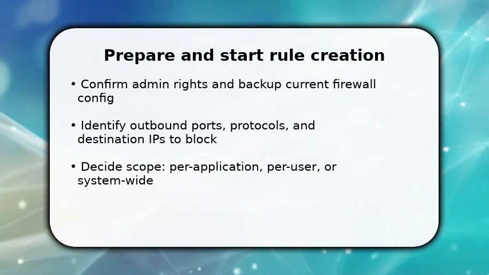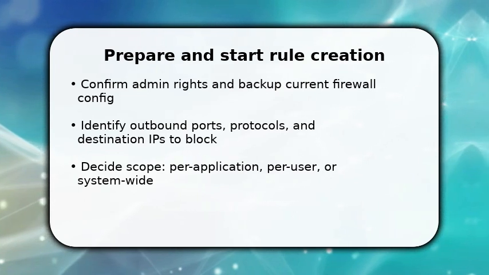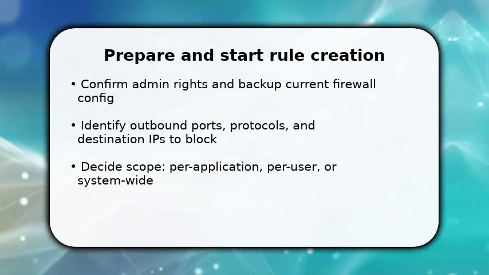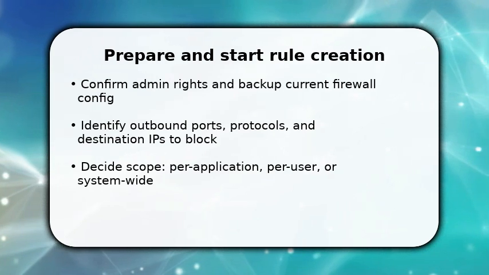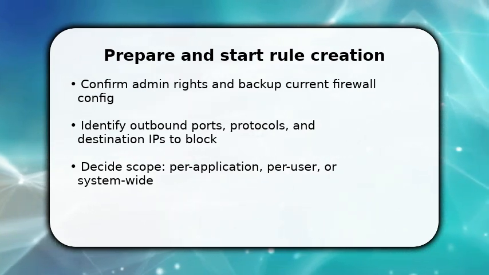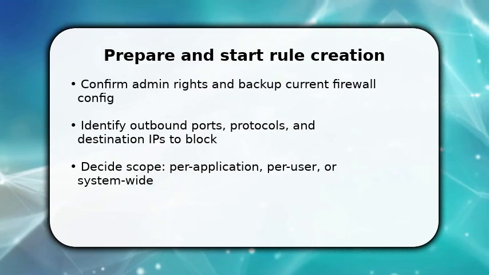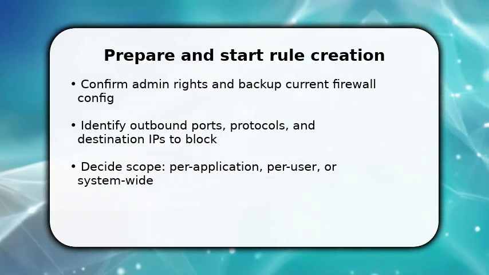You begin by acting with admin privileges and a current backup of your firewall settings. This prevents accidental lockouts. Next, identify exactly which outbound ports, protocols, or destination IPs you need to block and why, then choose the scope, per application, per user, or system-wide, for precision.